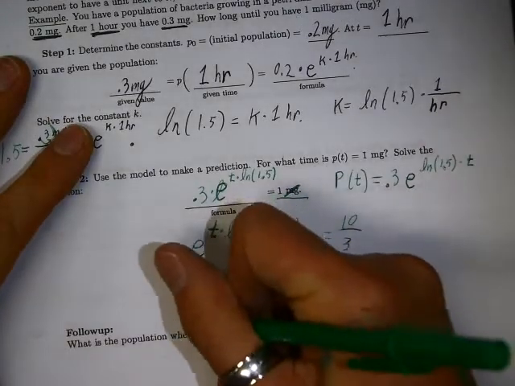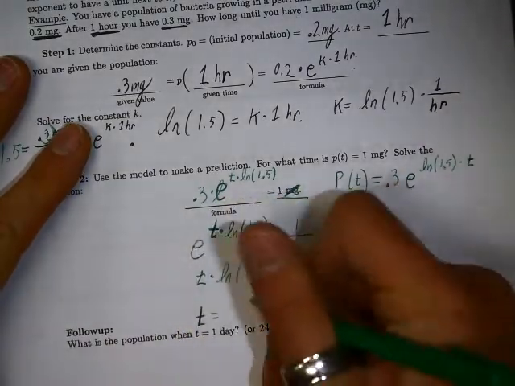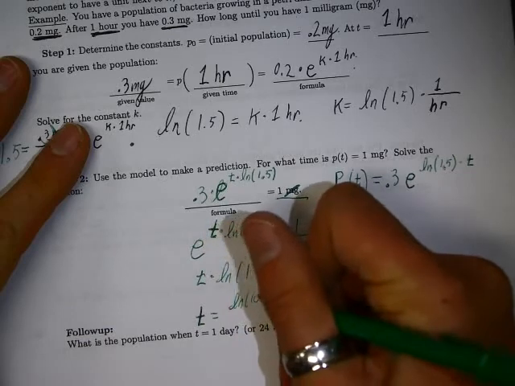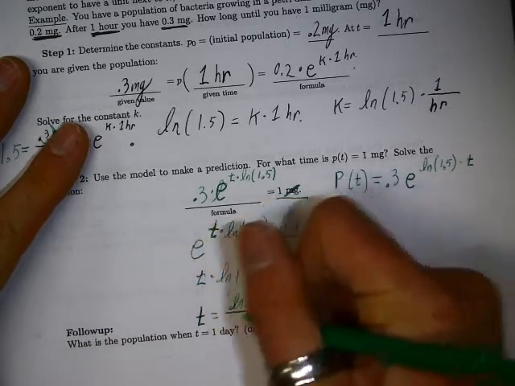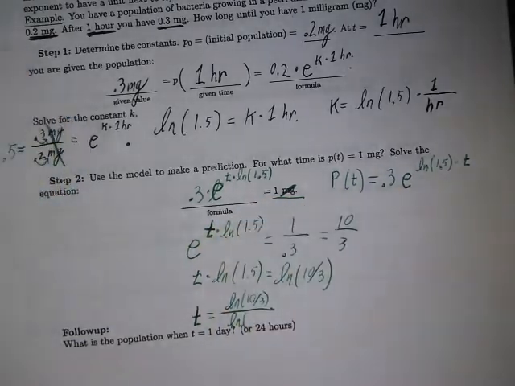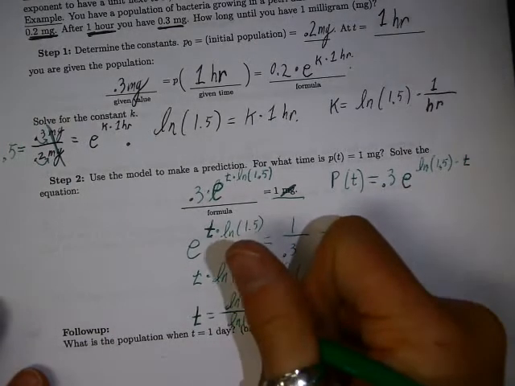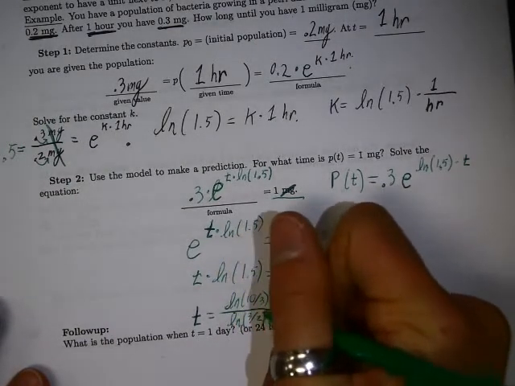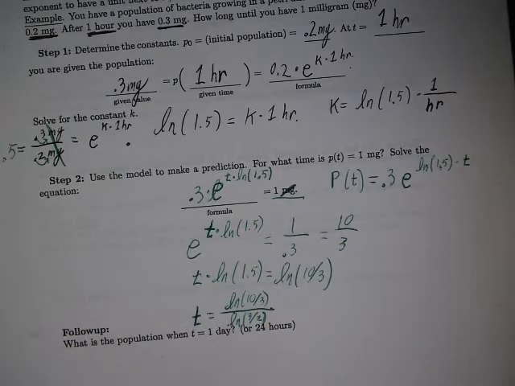So you'll wind up with t equals ln of 10 over 3 divided by ln, well, if some of the things are fractions, I'm going to rewrite the other thing as a fraction. 1.5 is 3 halves. You don't have to rewrite it that way, but I will. And what are the units that time is being measured in? Hours.